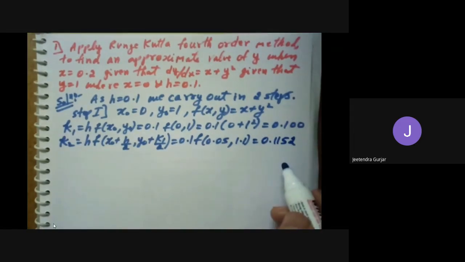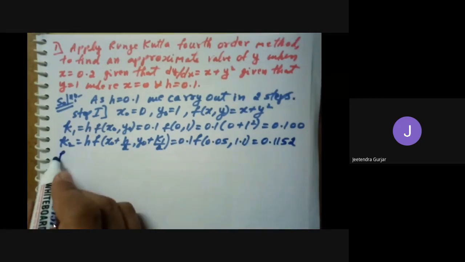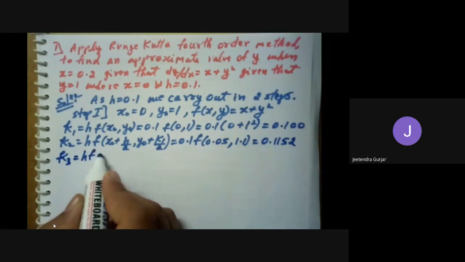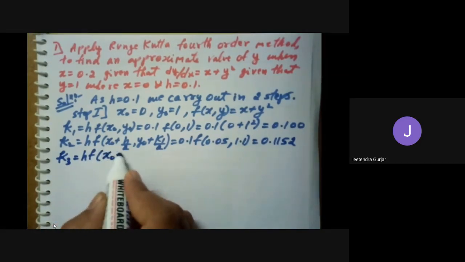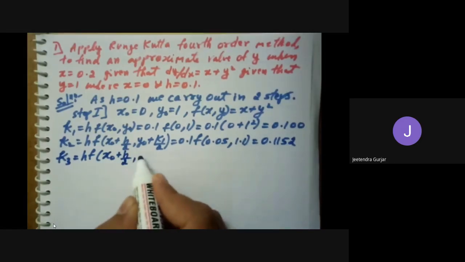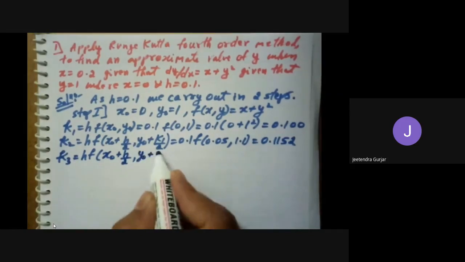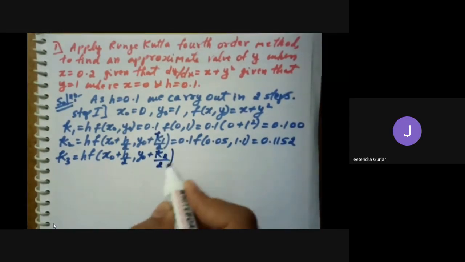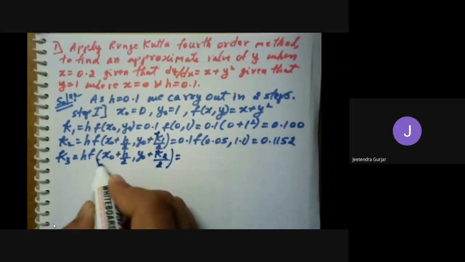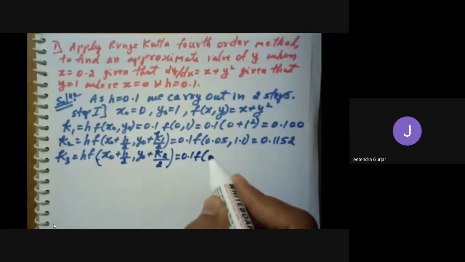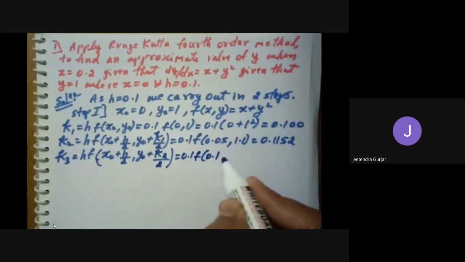So by this you are going to find the next one, k3. So immediately write down, students, the k3 formula. K3 is equal to h f of x naught plus h upon 2 comma y naught plus k2 upon 2. Yes, now here h is 0.1. Now you can find x naught plus h upon 2. So x naught plus h upon 2 again remains. What will be x naught plus h upon 2? So here I have taken 0.1.